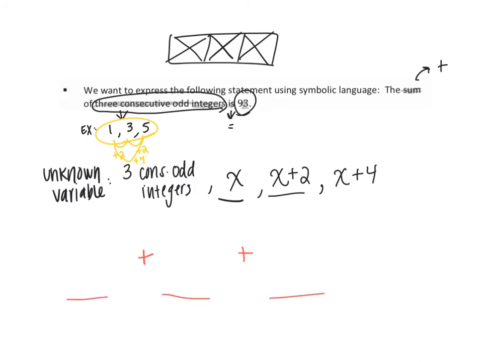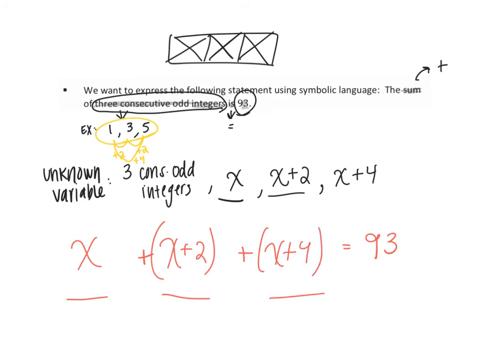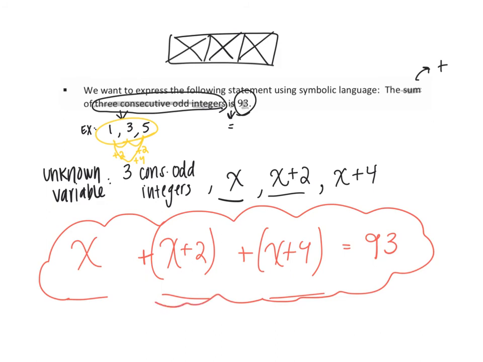So I have 2 plus signs because I'm adding 3 numbers, is or equals 93. And we already went through this. The first one is x, the next one is x plus 2, and the third one is x plus 4 because these are odd. Okay, this is my answer. I'm going to check it to make sure everything is represented. We have the sum of 3 consecutive odd integers, here are my 3 ones, is 93. And we are done here.